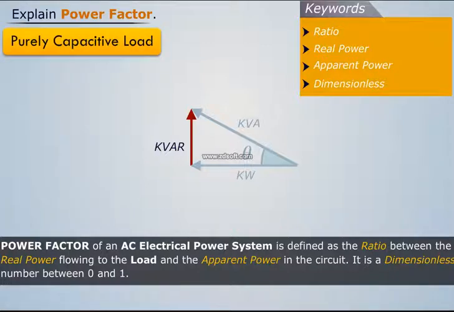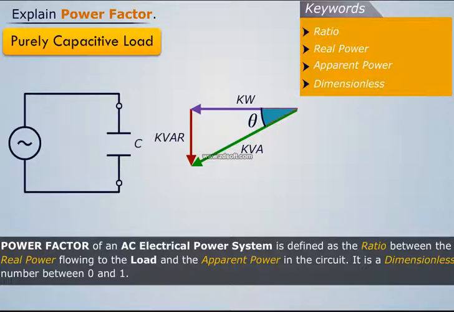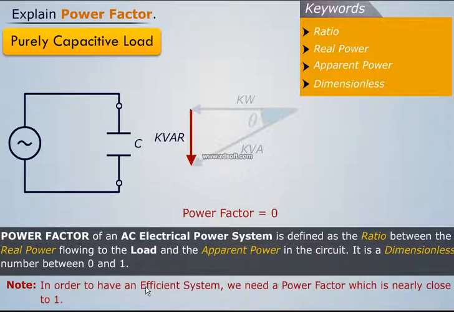In a purely capacitive circuit, there are no dissipative or resistive components, so true power will be 0. This makes any power in the circuit purely reactive. Thus, the power triangle for a purely capacitive circuit will be a vertical line pointing downwards. Thus, we can conclude that for different types of circuit, we have different power factors. Note that, in order to have an efficient system, we need a power factor which is nearly close to 1.